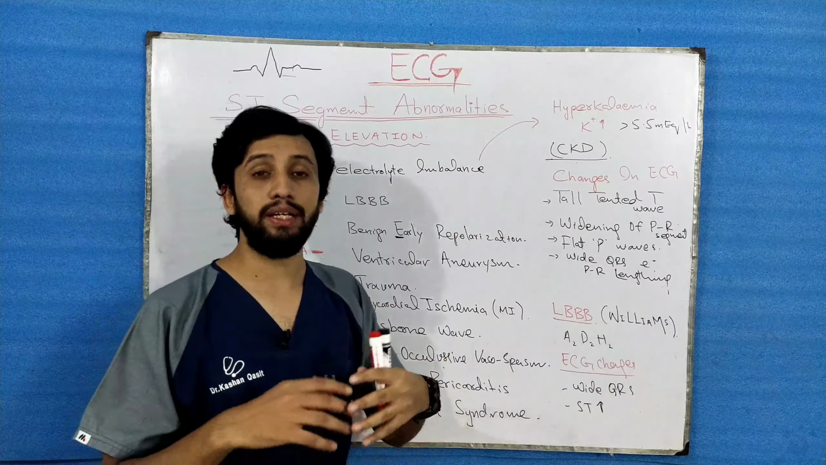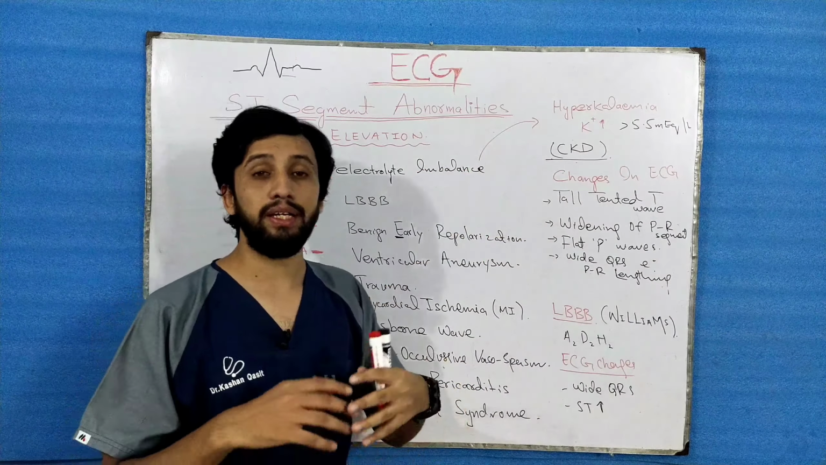Here comes another difference between these two: serial ECGs. When you go for serial ECGs over time, you will notice that in BER there will be no progression of ST segment elevation, while in MI over a period of time you will notice the ST changes on the ECG paper with serial ECGs.